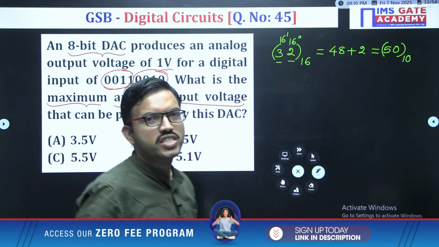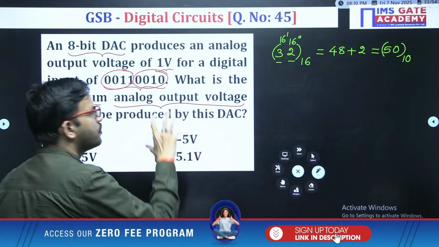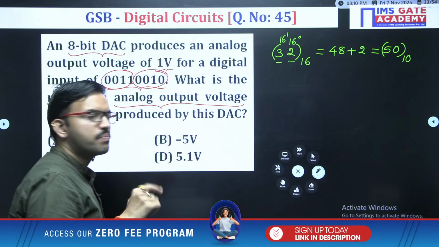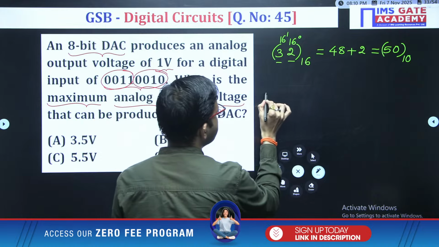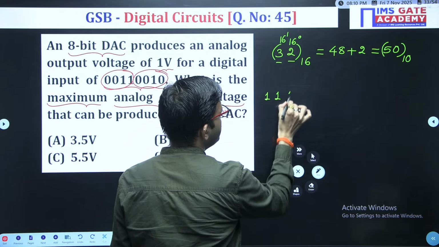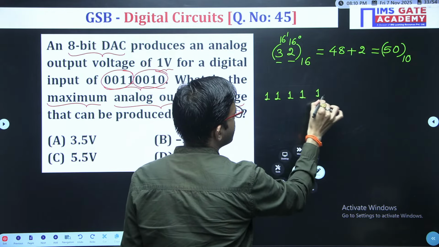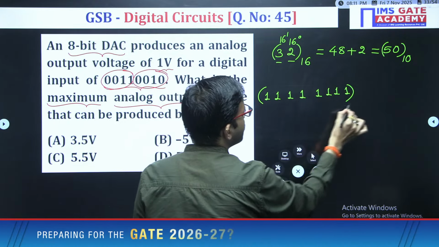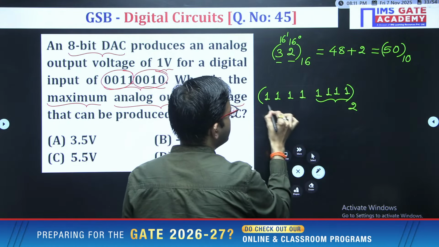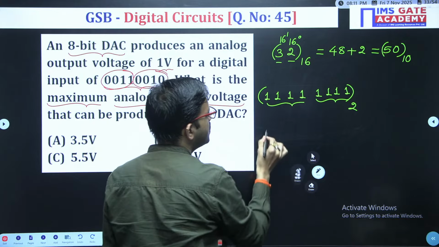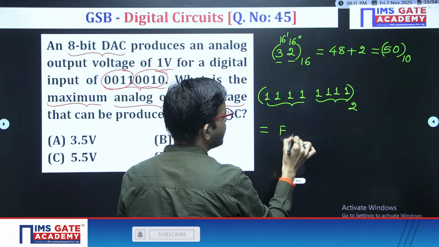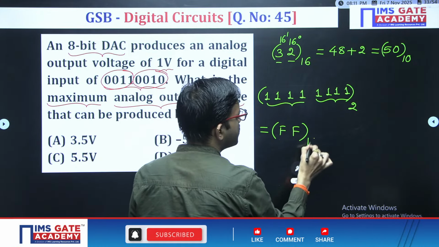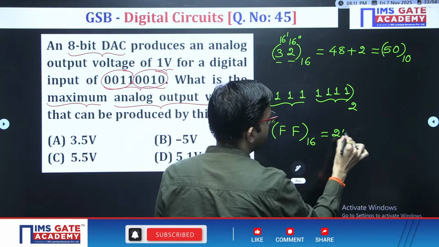Yes, very good, Suganya. Excellent. Very simple. If you want to get maximum voltage, that means all the bits should be 1. All the 8 bits should be 1. Okay. All the 8 bits should be 1. That means when you do grouping of 4 bits, you are getting hexadecimal digits. That means here in this case, you are getting FF base 16, which is nothing but what? 255. I hope all of you are familiar.